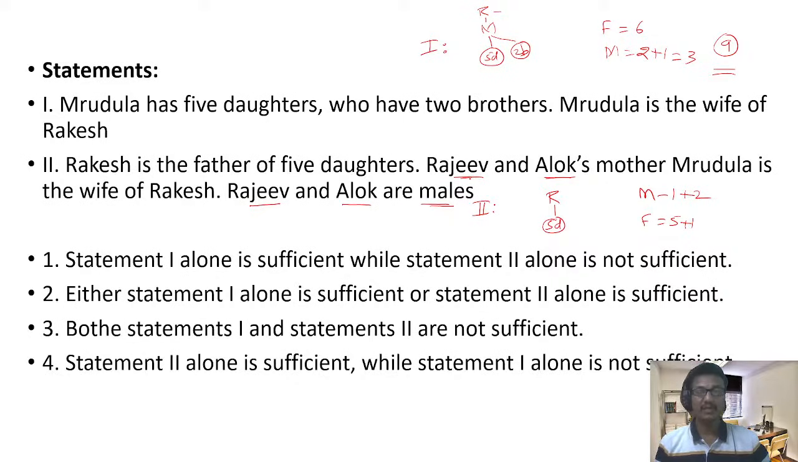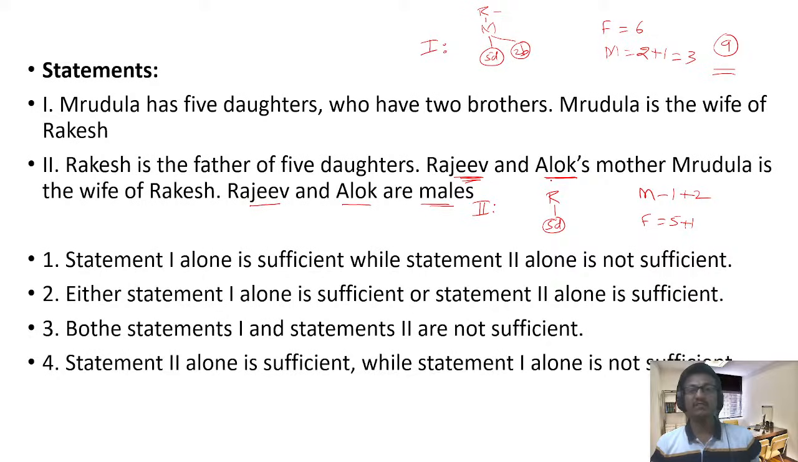Right? But now if you see here, Rajiv and Alok are the only male children of Mrudula, which is not confirmed from this statement. So there can be one more male child of Mrudula, which is not given in this case. There is a possibility from this statement.